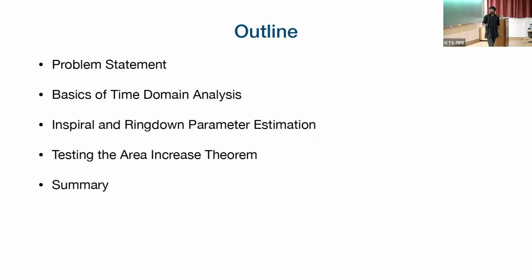So this is going to be the outline. First of all, I'll give what exactly the problem statement is. Then, since we'll be working in a time domain framework, I'll explain what exactly a Bayesian analysis means in time domain. I'll just write down the formula for likelihood. And once we have the likelihood, we can estimate the in-spiral and ring-down parameters, which we will require for testing the area law. And then we will see whether the area increases in a binary black hole merger process.